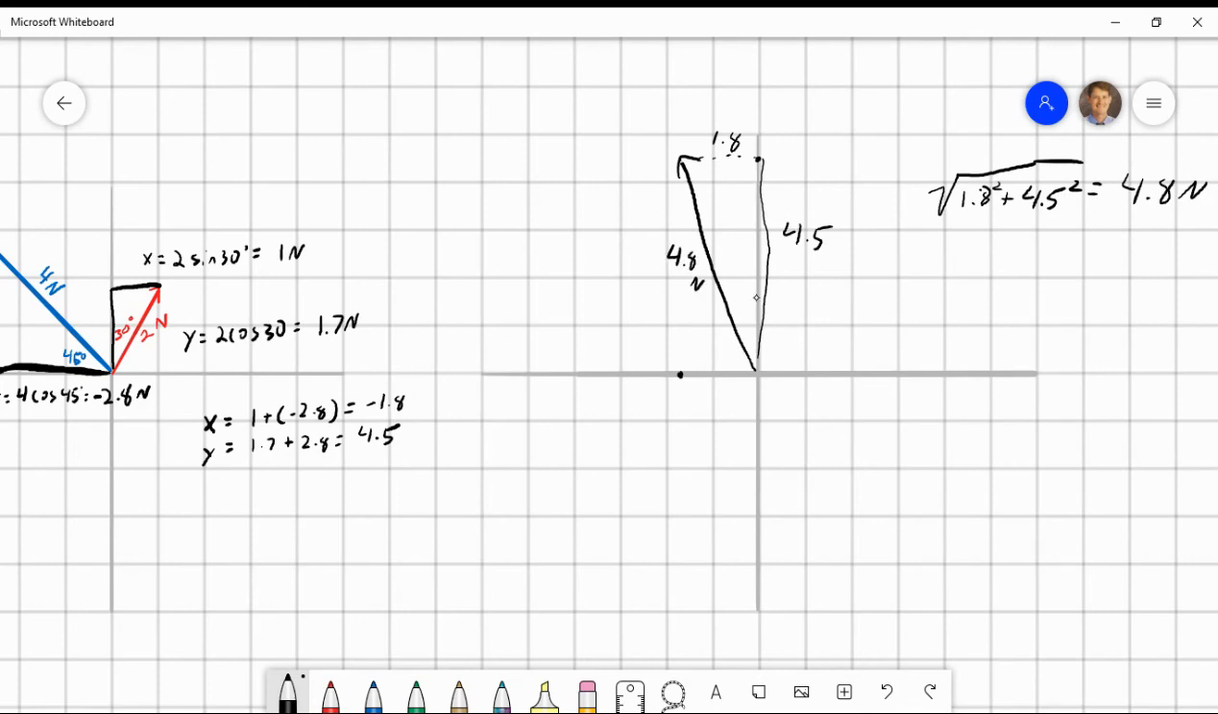And then if I want the angle, well, I'm just going to take the inverse tangent of 1.8 over 4.5, and that will get me 21 degrees. So this is 21 degrees west of north, and it's 4.8 newtons. So there you go.